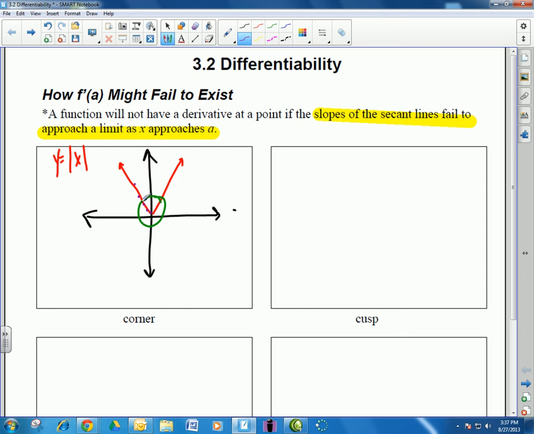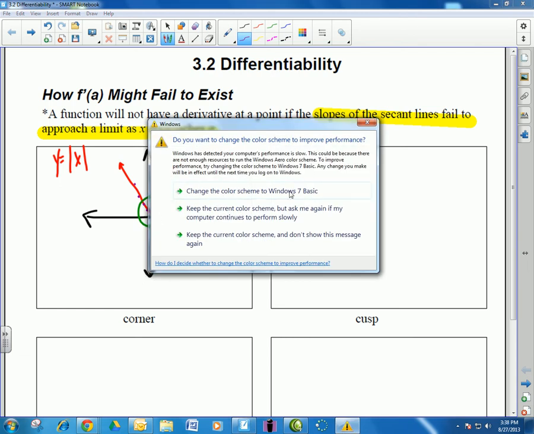So as you approach 0, these slopes are -1. But here, as you approach 0, these slopes are +1. We know it doesn't have a derivative because these slopes are not approaching the same value. These slopes are approaching -1 and these slopes are approaching +1. Since they're not the same value, there is no derivative at that point. There's a limit, but there is no derivative.